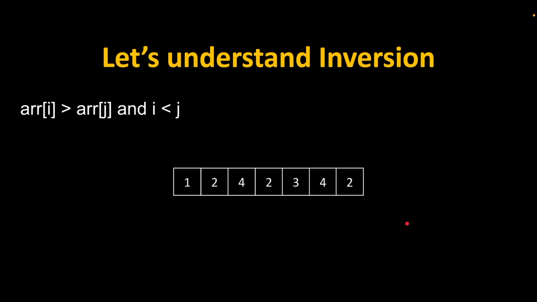If we take this array and take 4 as the ith element, and we take j which is greater than i, and arr[i] is greater than arr[j], here you can see 4 is greater than 3. So this is an inversion pair. Similarly, if I take 2, here this i is less than this j and this 4 is greater than 2. So this is an inversion.